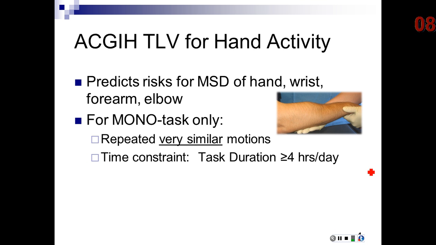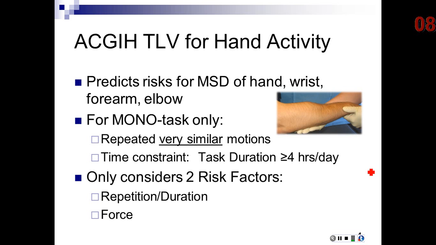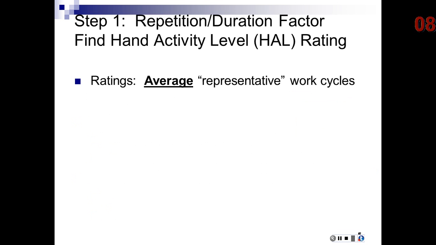You're doing the same thing over and over and over again, with a time constraint that you're exposed for at least 4 hours a day. So you're doing the same task 4 or more hours a day. It considers, again, starting small, only 2 of the risk factors. It considers repetition/duration, so your repetition factor, and considers force. This is a 3-step process, so 3 steps.